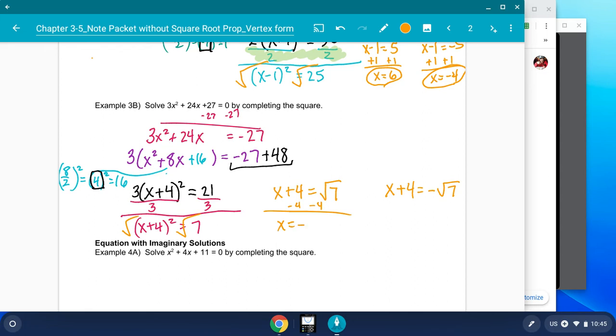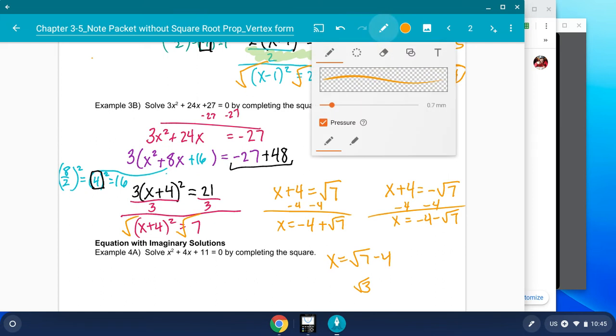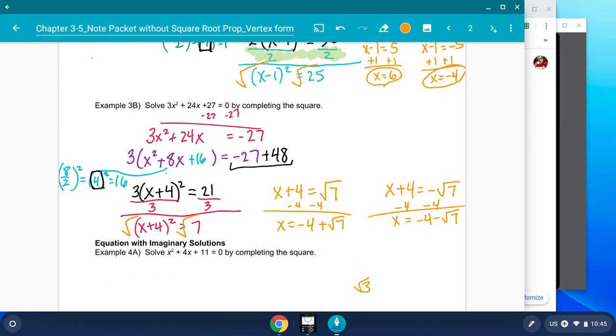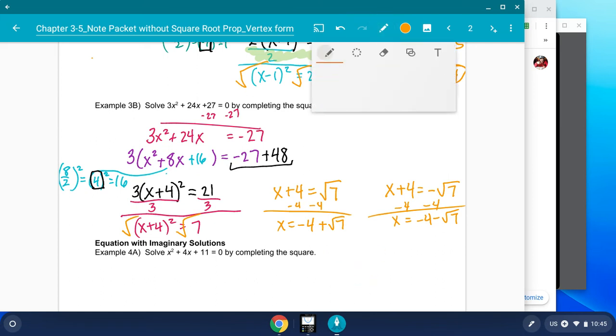So I always write this negative 4 plus root 7, and I'll show you why in just a second. And then over here, I would write it as x equals negative 4 minus square root of 7. Here's why. Some of my students will go like this, and then they think, oh, that's 3, okay. And they go square root of 3, cool, cool, cool. But no, that's not actually what it is. So I always put the normal number out front, okay?